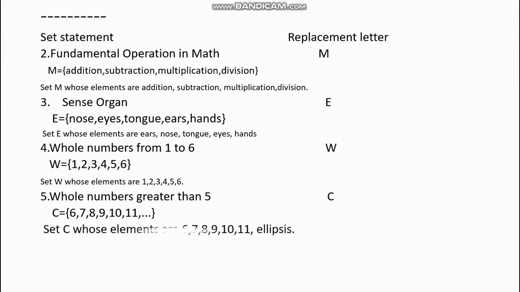Next number. Okay, how to read? Set C whose elements are 6, 7, 8, 9, 10, 11, then ellipsis. So actually, you can just write 3 numbers to find the pattern for this. So number 6.